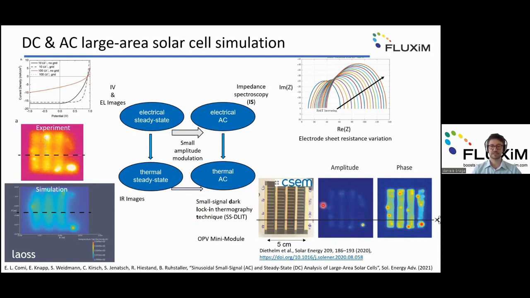Now we have access to the amplitude and phase, the signal given by this mini-module provided by Sam in Switzerland. The phase itself is very well resolved. We are able to simulate the signal, and we are able to identify shunts, bright spots. Therefore, we really have a picture showing how the solar cell, the mini-module, looks like.